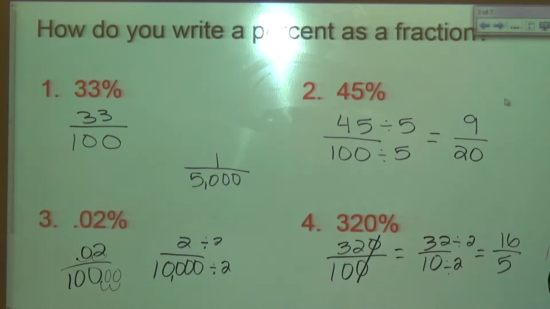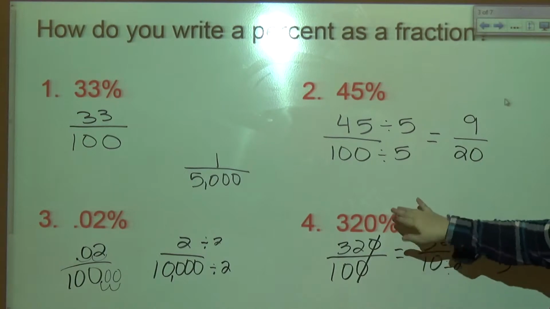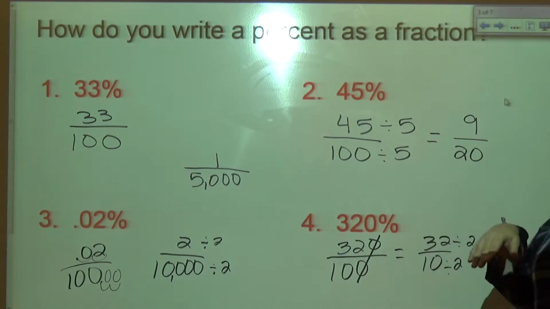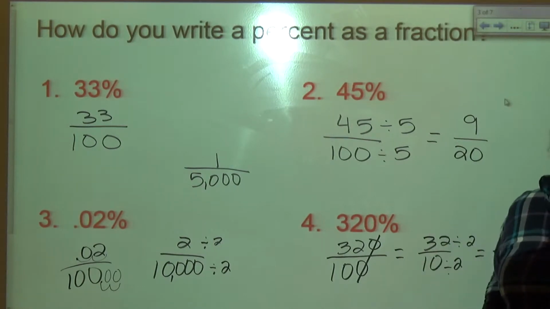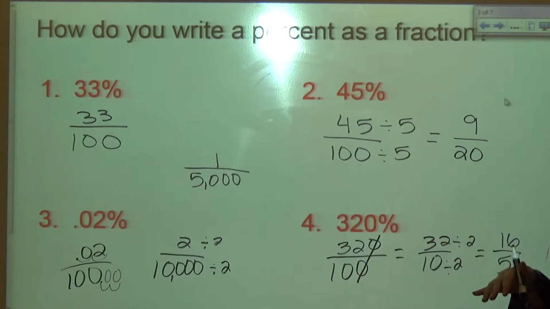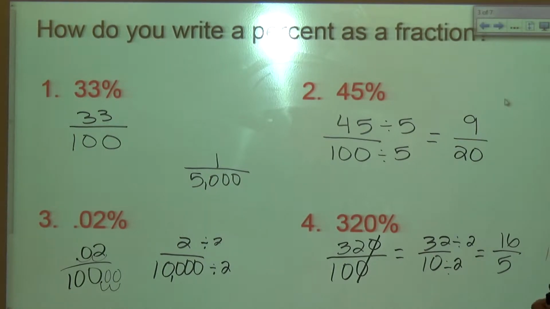Is that a problem? It's not. 320% is more than a whole. This happens, say, when a store gets in a piece of clothing. They mark it up by 320%. So if they spend $10 on it, they're going to multiply it by 16/5, which is about 3. Right? If it was $10, they're going to charge you 30. So that's what this means. All right, so that's writing a percent as a fraction.